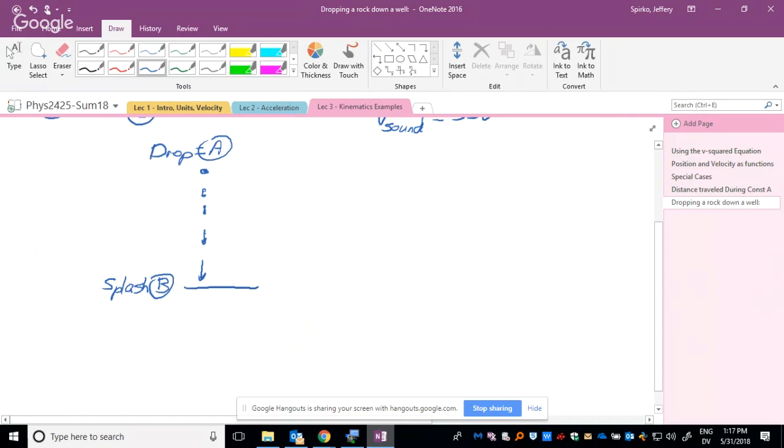And then the object hits the bottom, splash, crash, however you want to think about it. And then we have the sound coming back. And the echo happens, and that's my point C.